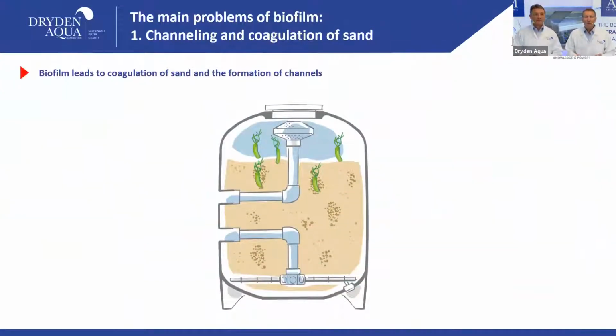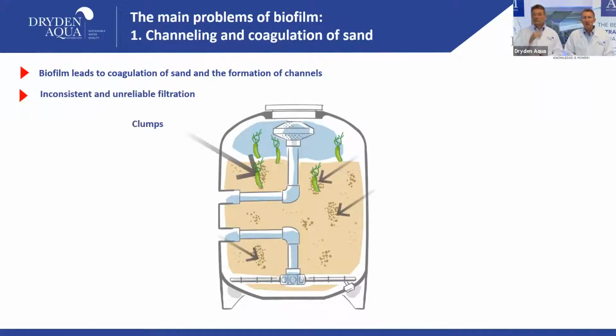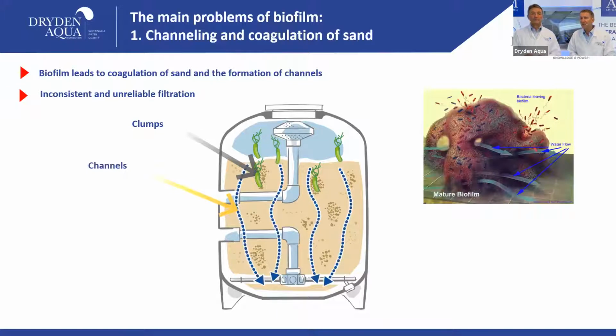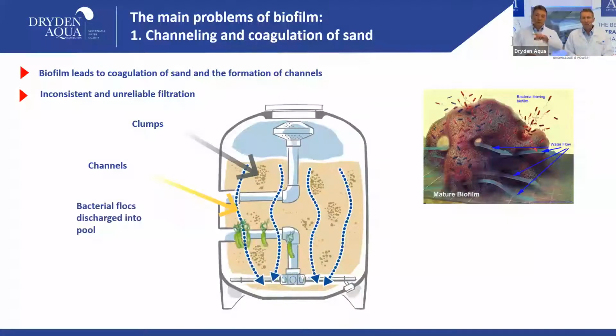One of the biggest problems with biofilm in your sand filter is that it leads to clumping and channeling of the filter bed. This means you have unreliable filtration through your bed. It also means that bits and pieces of biofilm that are in the filter bed are getting through these channels into the pool. So these green guys here, these are colonies. These are not individual ones. We showed it as an individual one, but really these are colonies.